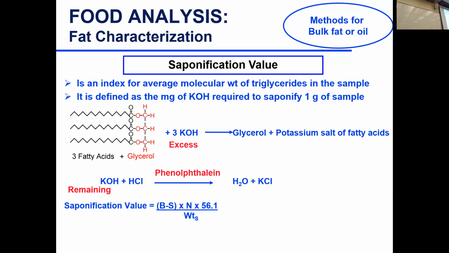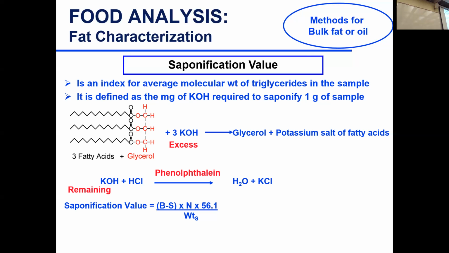Again here, excess KOH. If you have a blank sample, no oil, all of your KOH you would need to titrate with HCl. So again, in this test, your blank has the highest volume of titration. Because here, if you don't have a sample, all of your base, you need to neutralize with the acid. So the volume of the blank will be greater than the volume of the sample, always.